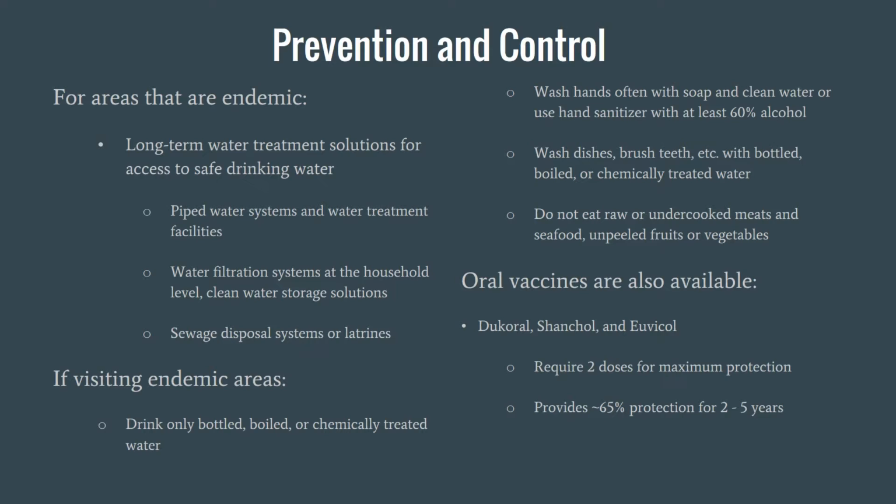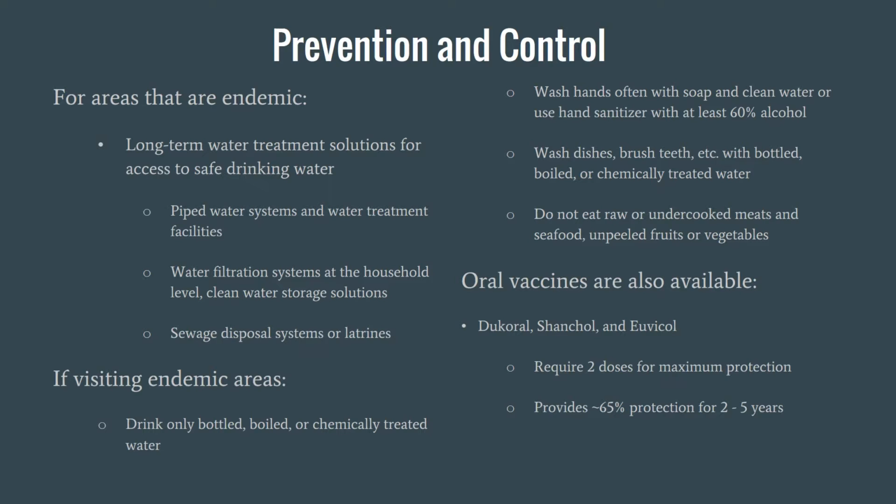For those traveling to endemic areas, only bottled, boiled, or otherwise chemically treated water should be consumed or used to wash dishes, brush teeth, etc. Hands should be frequently washed with soap and clean water. When hand washing is not an option, hand sanitizer that contains at least 60% alcohol can be used. Raw or undercooked meat or seafood or unpeeled fruits and vegetables should not be consumed.